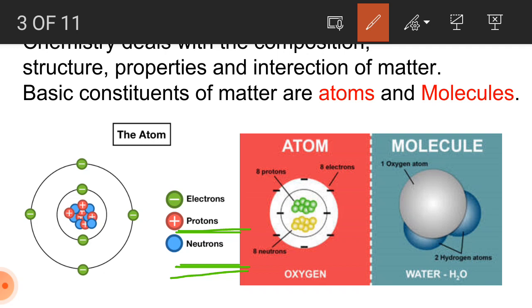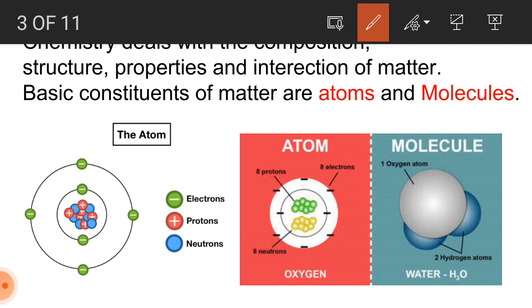Basically, the protons and the neutrons are responsible for the mass of an entire atom. Besides the protons and the neutrons inside the nucleus, there are also negatively charged particles, and these are electrons. And these electrons revolve around the nucleus in circular orbits.